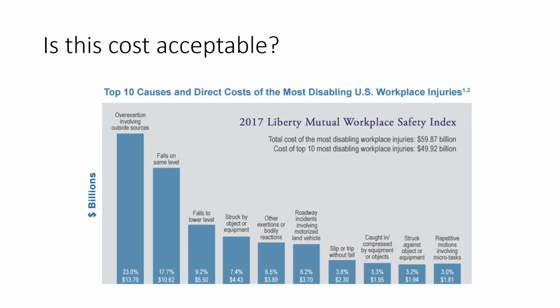I believe I showed you this slide before. So even the rough numbers are meaningful. You can see how much money has been spent on different preventable problems and disorders in workplaces in the US. And sometimes you wonder whether this cost is acceptable.